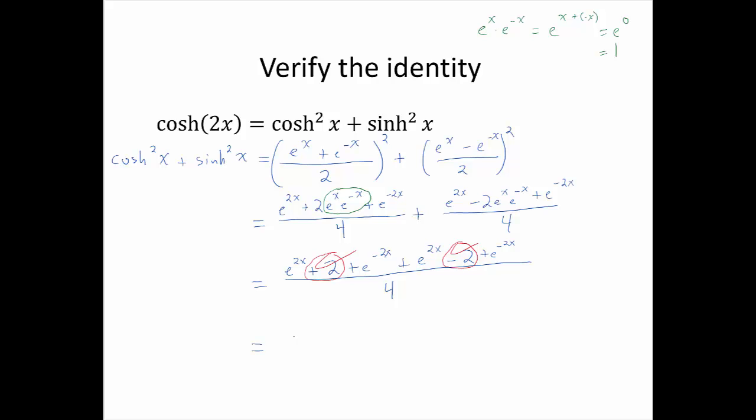And the other terms combine. So I'd have a 2e to the 2x, plus 2e to the negative 2x, and that's all over 4. Well, I have a common factor here of 2 in the numerator and denominator. So let me divide out that 2, and so I'd now have e to the 2x plus e to the negative 2x over 2. And if you look at this, this is the definition of the hyperbolic cosine, but instead of an x, we have a 2x. And so this is, in fact, the hyperbolic cosine of 2x, which verifies the identity.